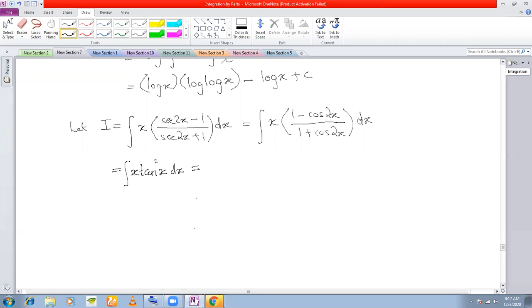In the next step, since it is very difficult to integrate tan square x or differentiate even tan square x, you can convert tan square to a sec square. So you write tan square as sec square x minus 1. You convert tan square to sec square. Now, in the next step you multiply everything.